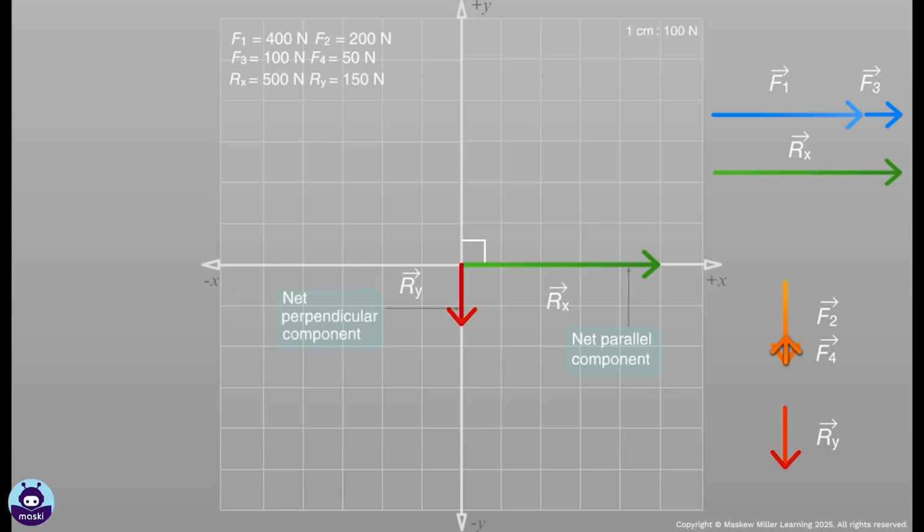We have found that the resultant vector along the x-axis, Rx, also called the net parallel component, has a magnitude of 500 Newton and is in the positive x direction. We have also found that the resultant vector along the y-axis, Ry, also called the net perpendicular component, has a magnitude of 150 Newton and is in the negative y direction.